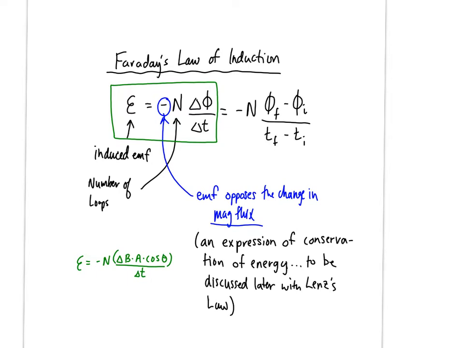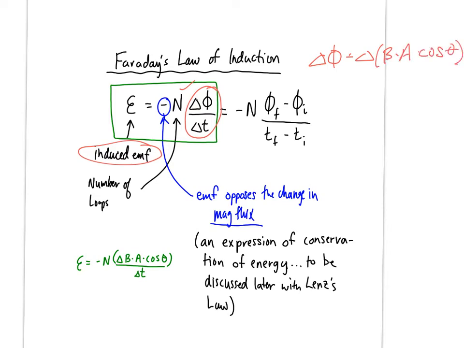So E is potential difference. It's in this case referred to as induced EMF. It's dependent upon the number of loops, and it's dependent upon a changing flux. So this is a changing flux with time. Time's in the denominator, and the flux is in the numerator. But flux is change of B times A times cosine theta.